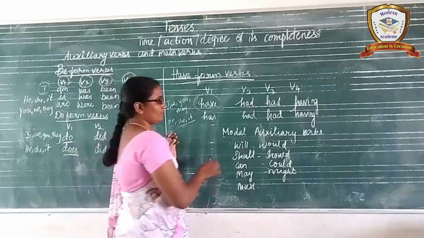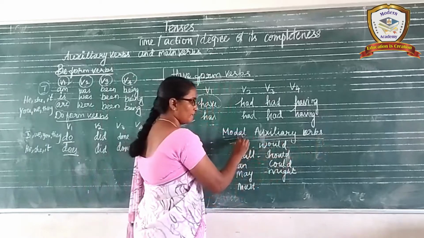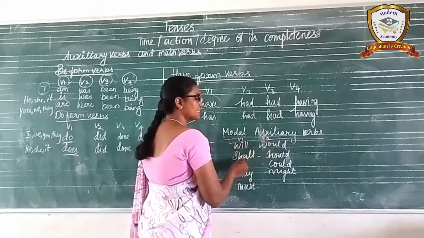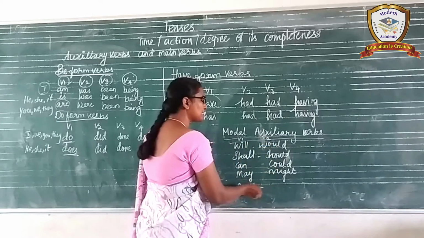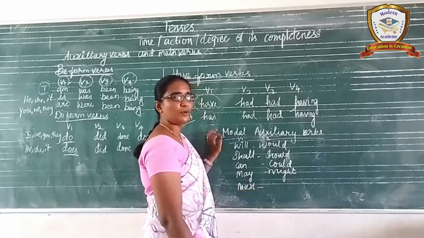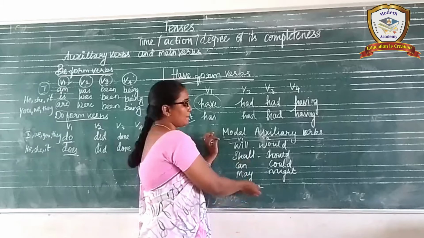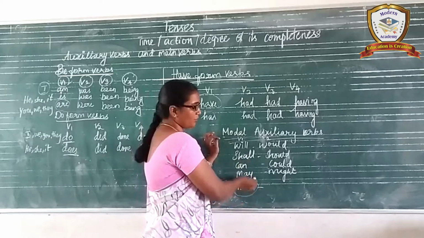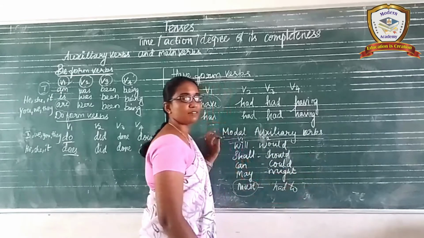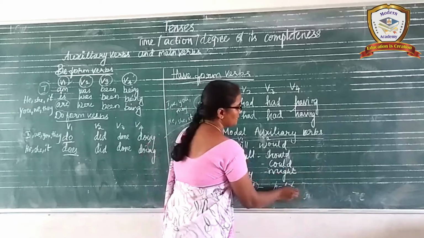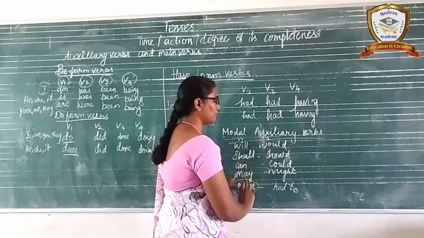Understand? And more auxiliary verbs: modal auxiliary verbs. Will, would: will past form, would. Shall past form, should. Can past form, could. May past form, might. Must past form, had to. When you learn direct speech and indirect speech, I will give an elaborate explanation. Must should be changed into past form. We have to use the verb had to. Understand? You don't get confused. Modal auxiliary verbs: will, would, shall, should, can, could, may, might, must.